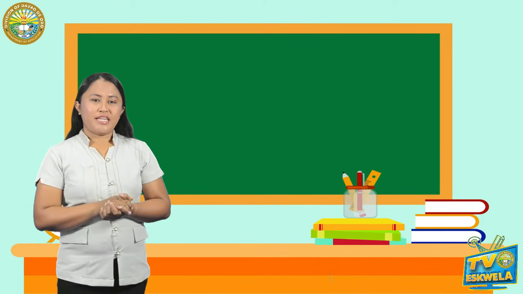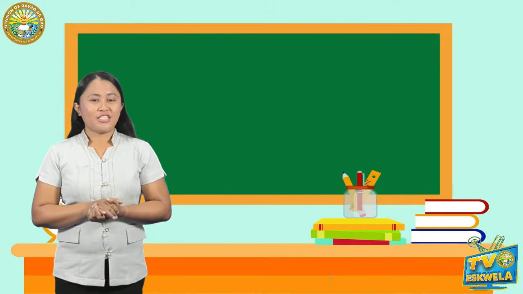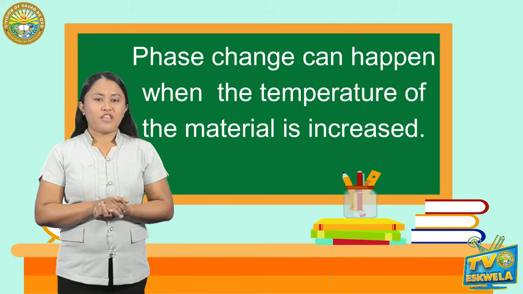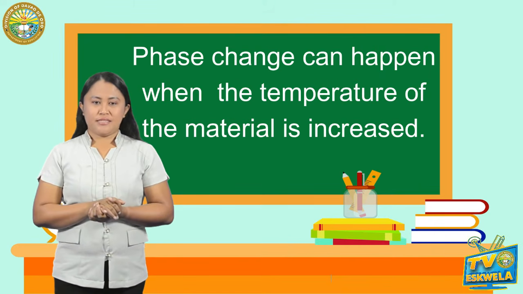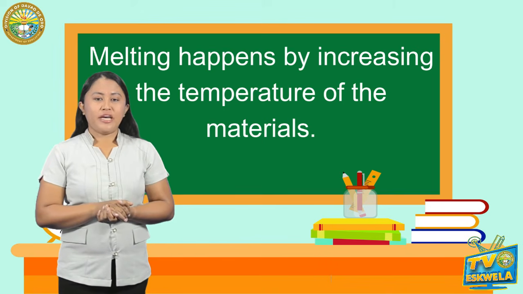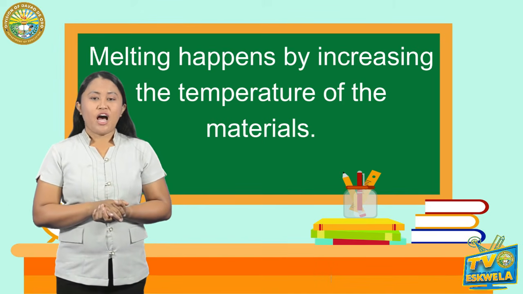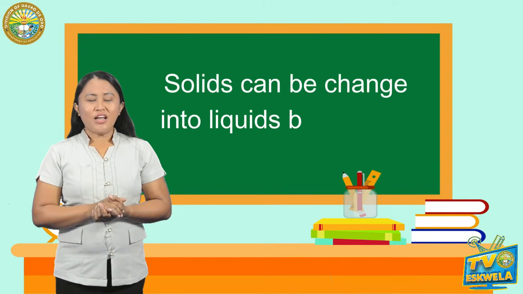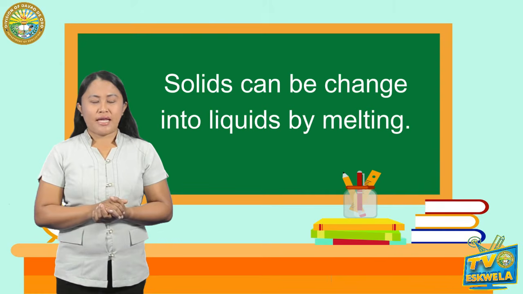We have learned that phase change can happen when the temperature of the material is increased. Melting happens by increasing the temperature of the materials. Solids can be changed into liquids by melting.